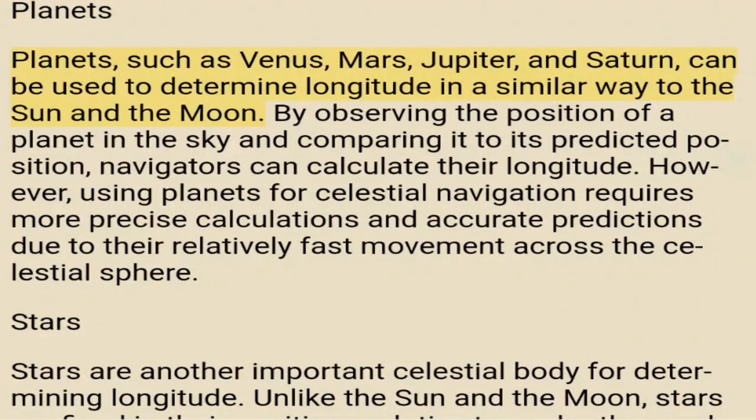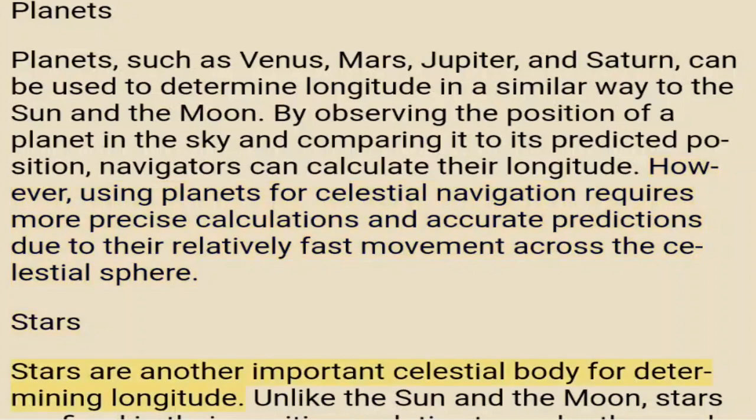Planets. Planets, such as Venus, Mars, Jupiter, and Saturn, can be used to determine longitude in a similar way to the sun and the moon. By observing the position of a planet in the sky and comparing it to its predicted position, navigators can calculate their longitude. However, using planets for celestial navigation requires more precise calculations and accurate predictions due to their relatively fast movement across the celestial sphere.